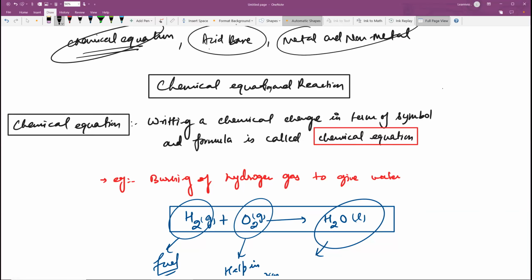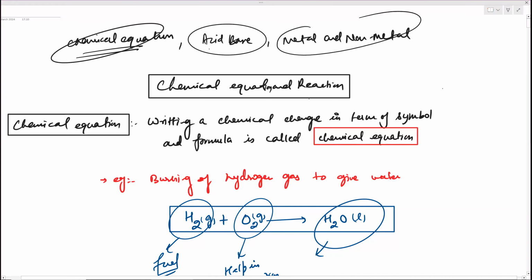Yes, sir. This chapter is important not only because 7 marks mainly come from this chapter, but we can also simply say that it is important for understanding the other chapters. So let us start with chemical equations and reactions, the very first chapter of chemistry.